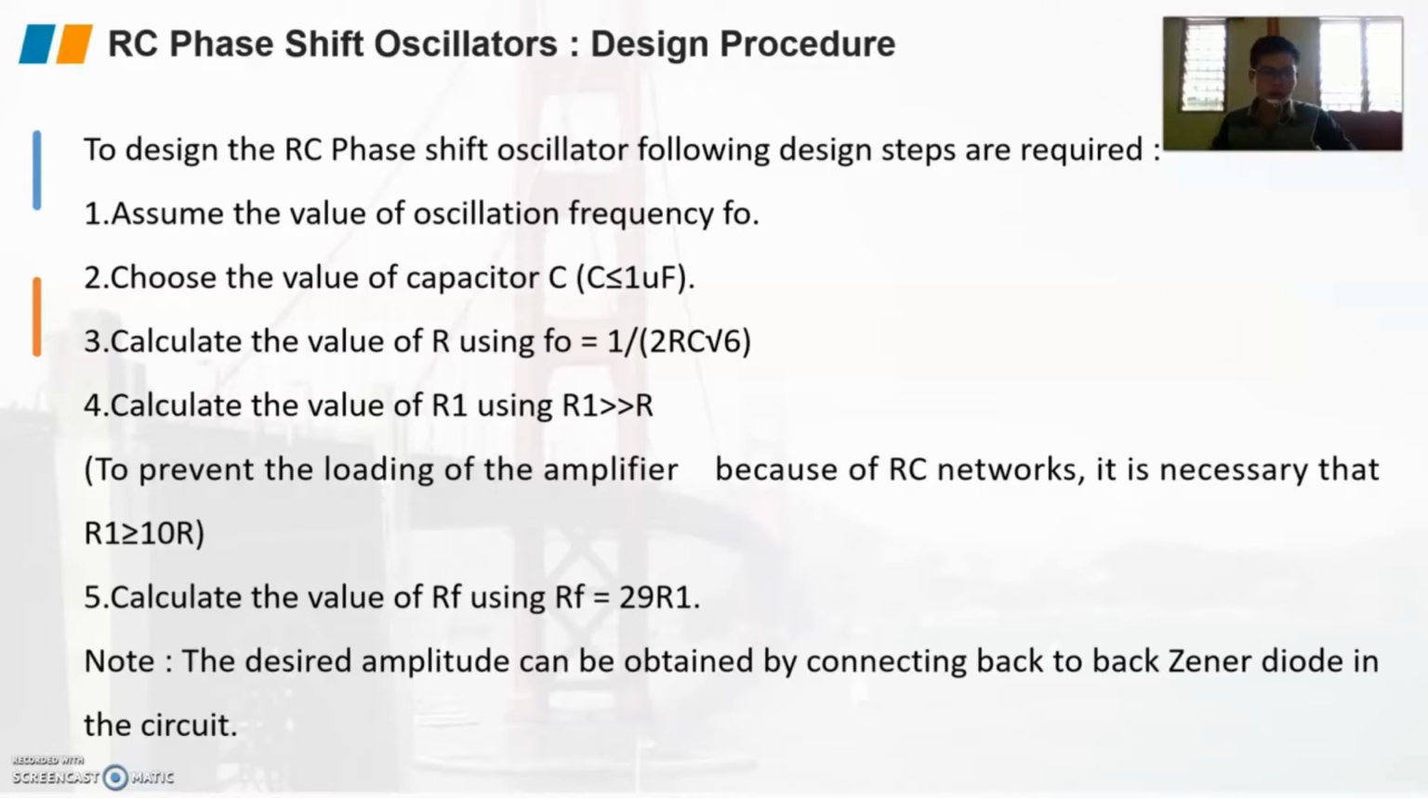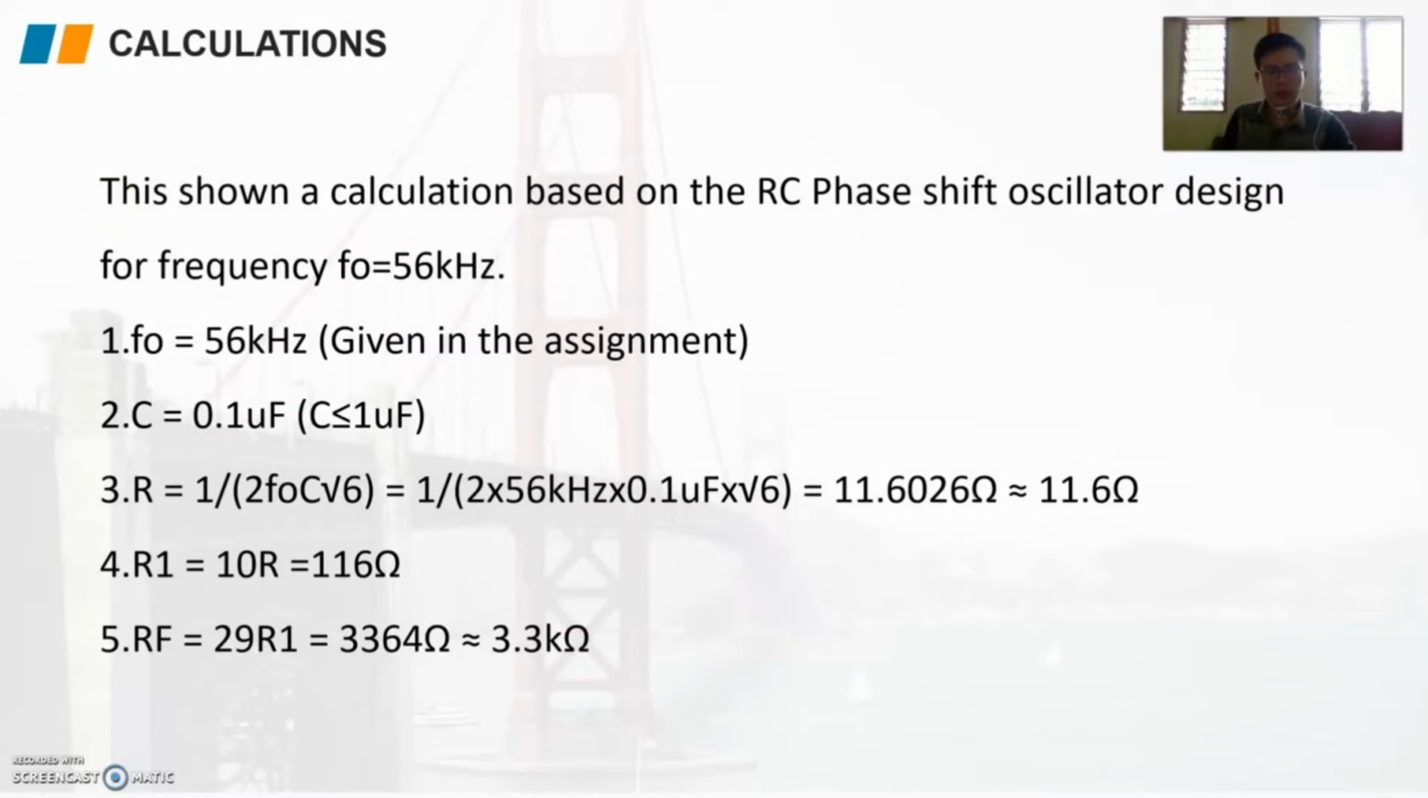So to obtain a stable amplitude, we can connect back-to-back signal diodes in the circuit. So these are the design steps, and using the steps, we can design the RC phase shift oscillator at any frequency. So here is the calculation part.